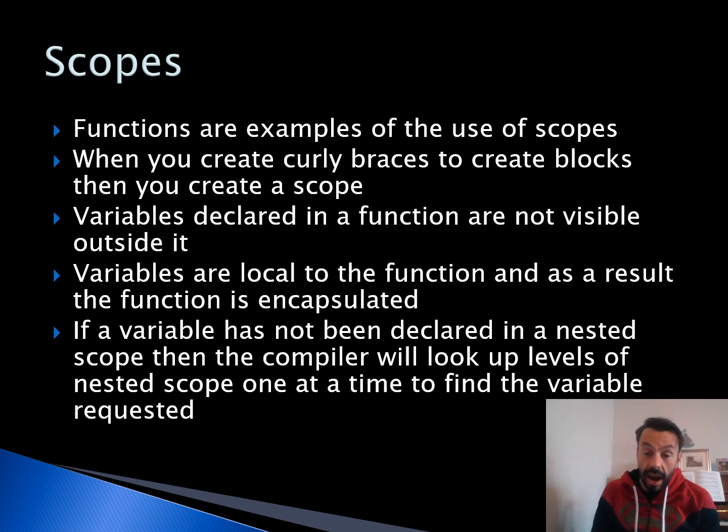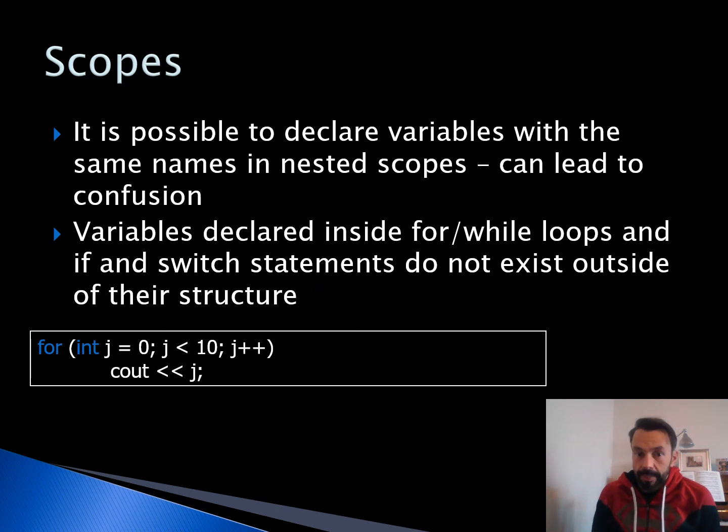Scopes. Functions are examples of the use of scopes. When you create curly brackets to create blocks, then you create a particular scope. Variables declared in a function are not visible outside it, so they are local variables. They're local to that function, and as a result, the function is encapsulated. Excellent. If a variable has not been declared in a nested loop, then the compiler will look up levels of nested scope one at a time to find the variable requested and hopefully get access to it. It's possible to declare variables with the same names in nested scopes, and it can lead to confusion. So be a bit careful about that.